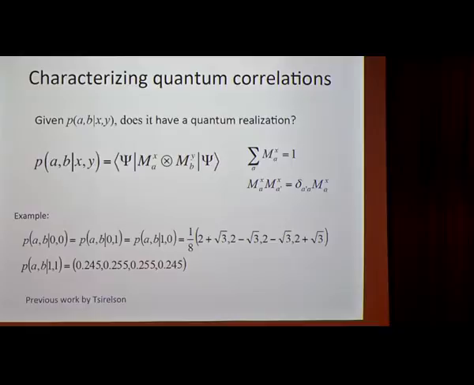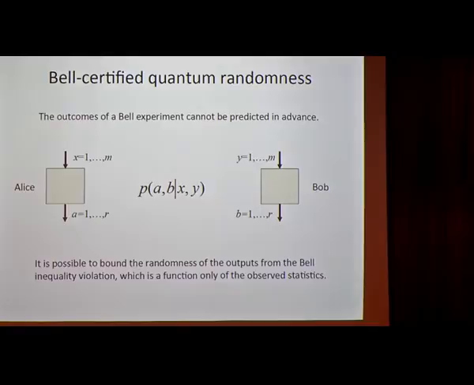Okay, so now we have something, and we can test the limits for quantum correlations. Now I will combine all these things to give you a hint of why we can make protocols. I will illustrate this with the problem of randomness, which is very much related to the problem of cryptography.